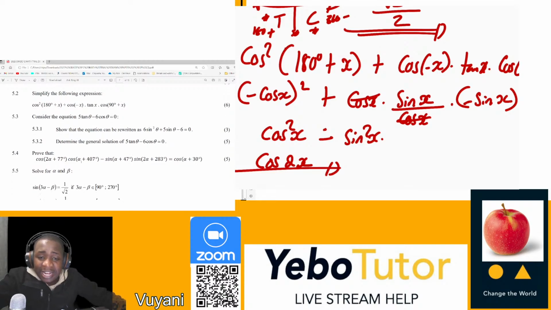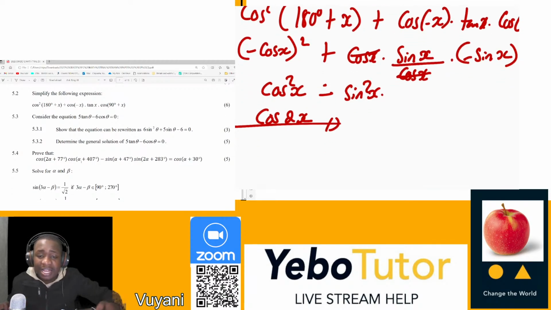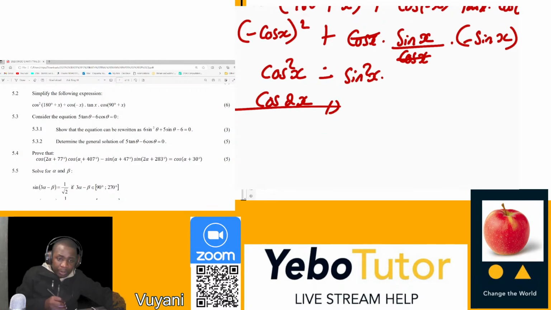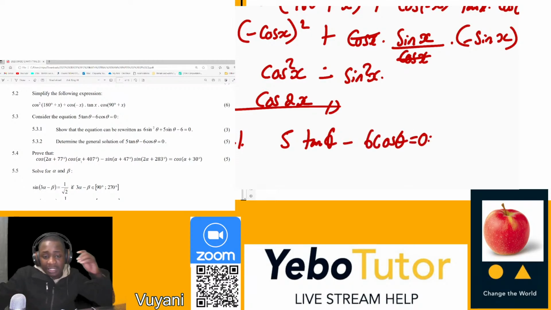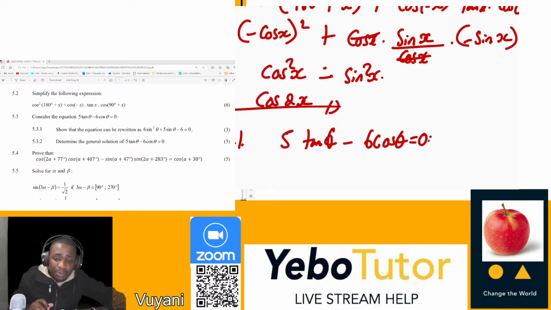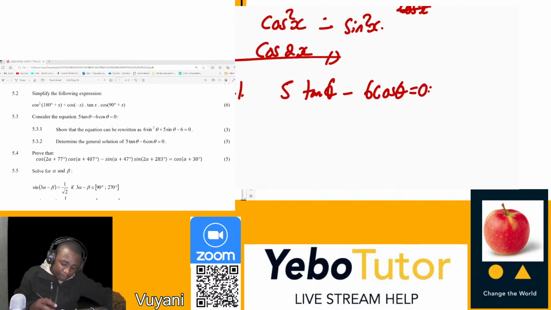Consider the equation 5 tan theta minus 6 cos theta equal to 0. Show that the equation can be written as that. How can we show that? So we are now on 5.3.1. We are given 5 tan of theta minus 6 cos of theta equal to 0. Then they want us to show that we can rewrite that same equation in terms of 6 sine squared and so on. Don't be afraid of that. We can solve this problem in the blink of an eye, because we know that this is an identity.